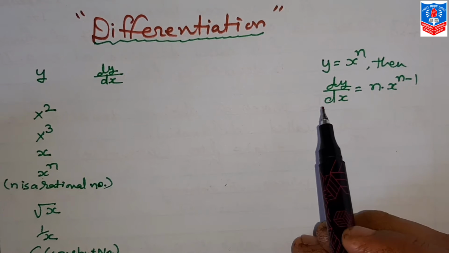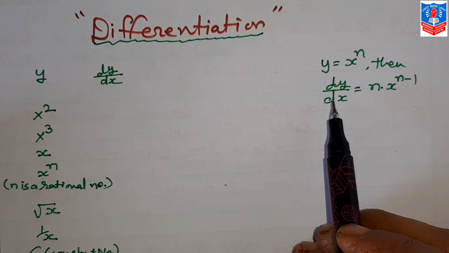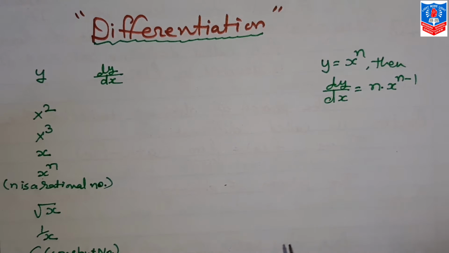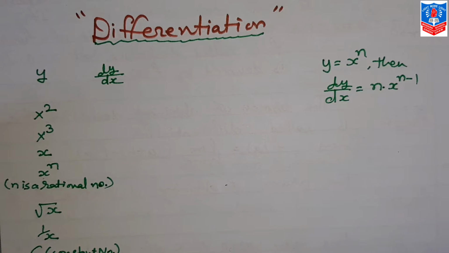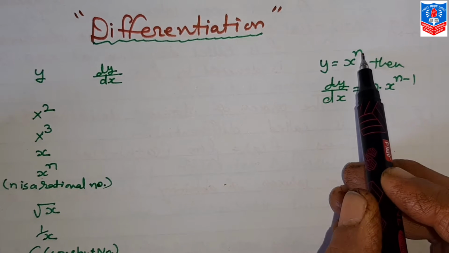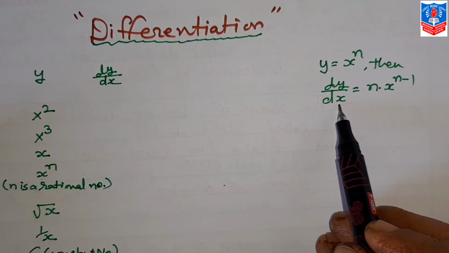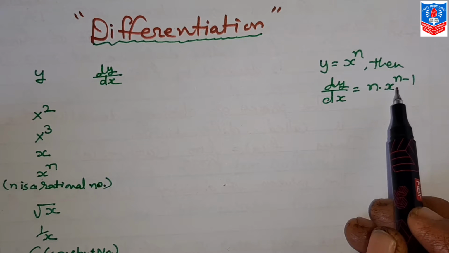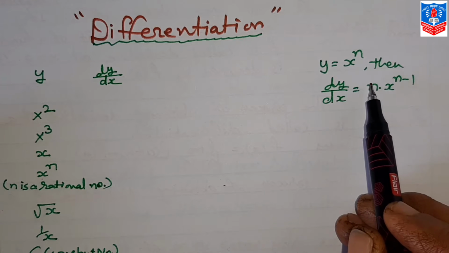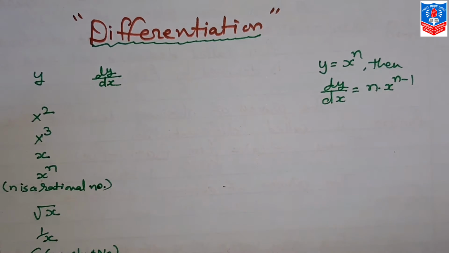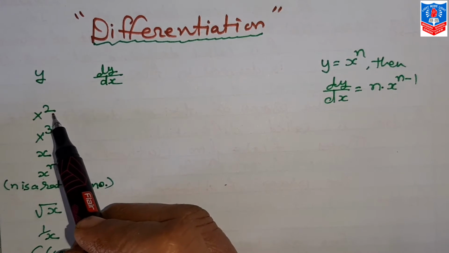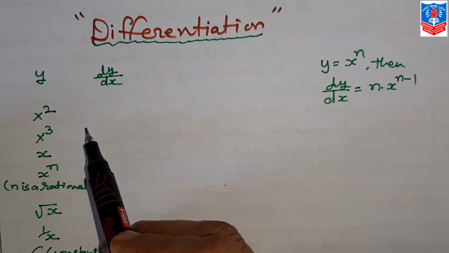Now, if you remember in the previous session, some standard derivatives we did. In that, first was y is equal to x raised to n, then dy upon dx will be n into x raised to n minus 1. Now here a few y values I have written, and how we find derivatives of that we will discuss.